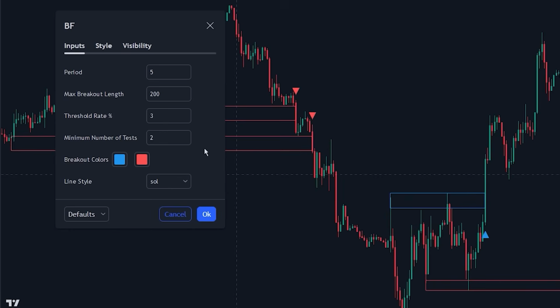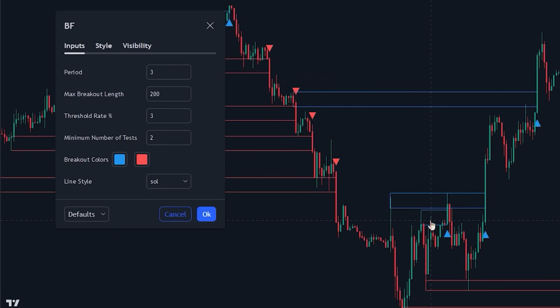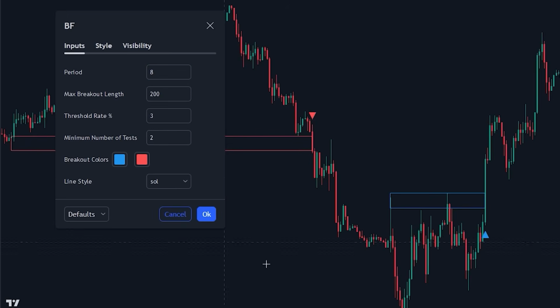As you can see, when we decrease this value, smaller breakouts will be detected. On the other hand, increasing the value will allow us to see longer-term and more important breakouts. Since a value of 5 is good for detecting mid-term breakouts, let's keep the value of the setting at 5. We will also be keeping the other settings at default.